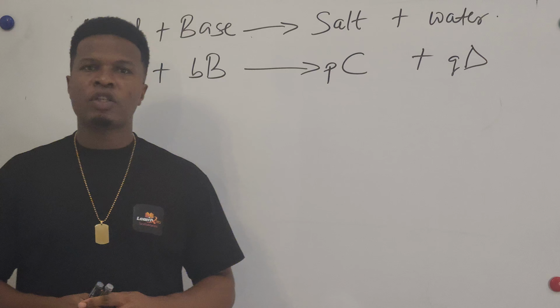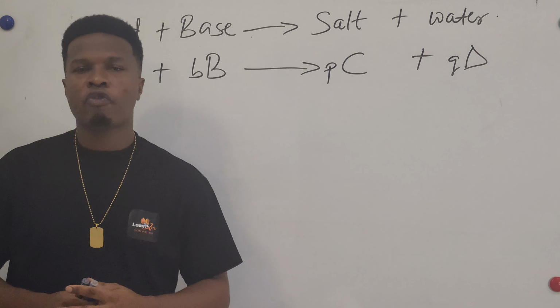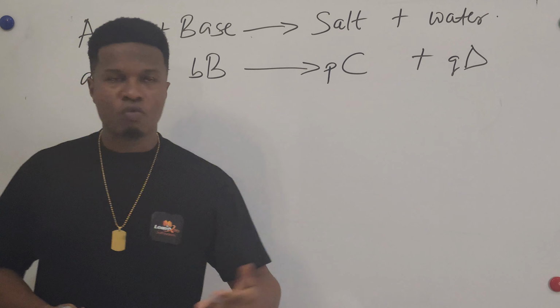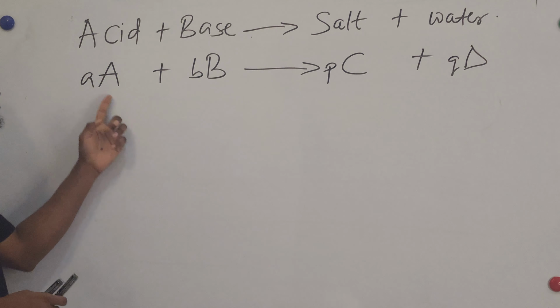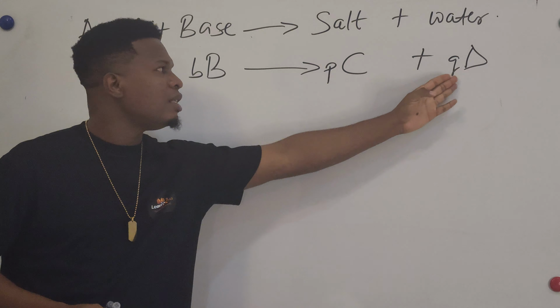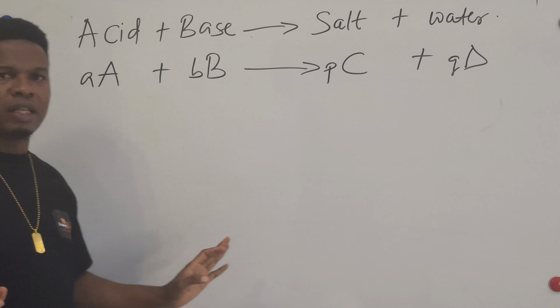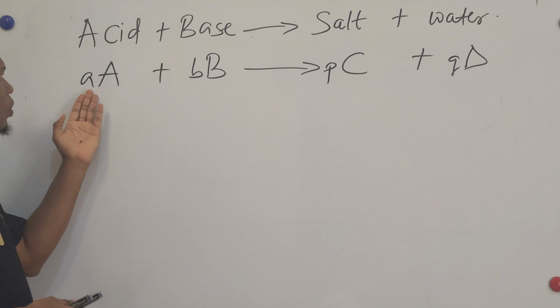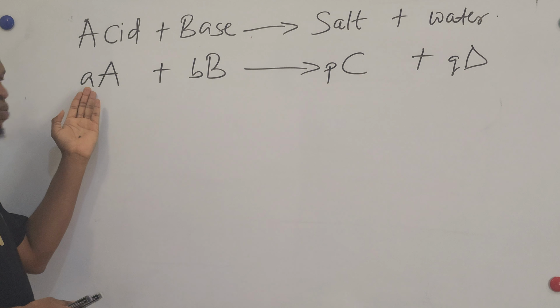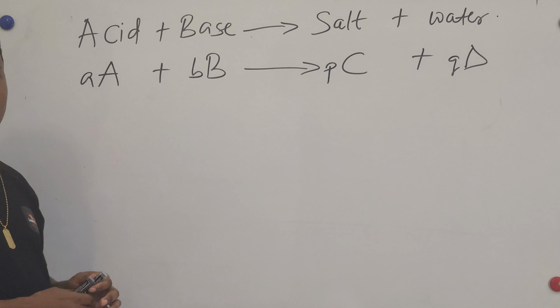Okay? So that equation is called the titration formula or the titration equation. So how do we get that equation? Let's assume that we have A reacting with B to produce C, and these are salt and water. Just an assumption, okay? And let's assume that after balancing the equation, we have small letter a and small letter b to balance the equation.